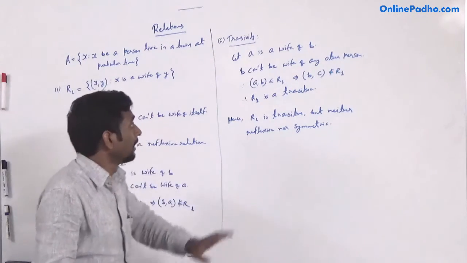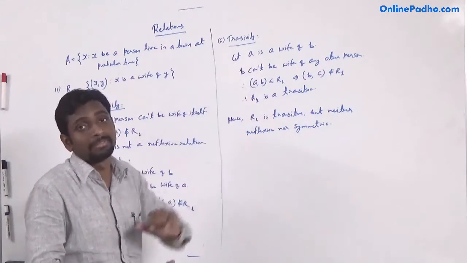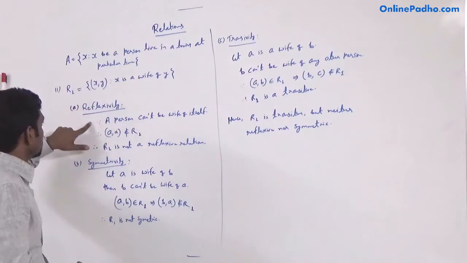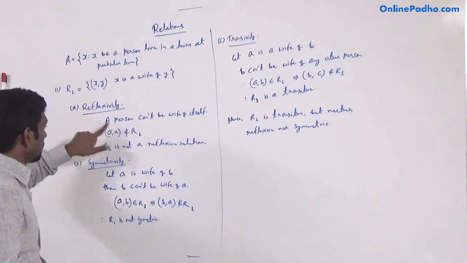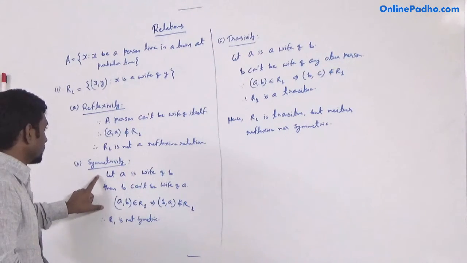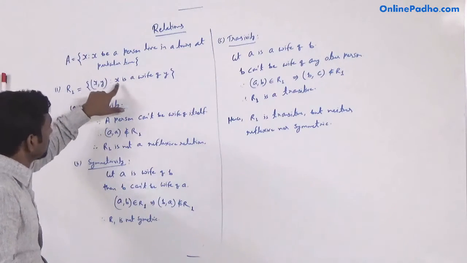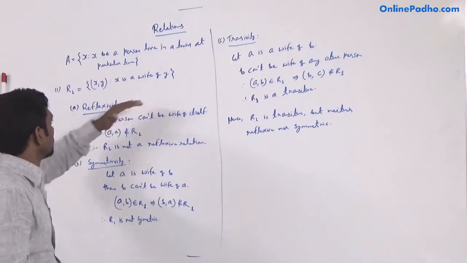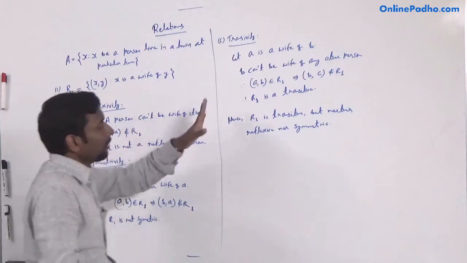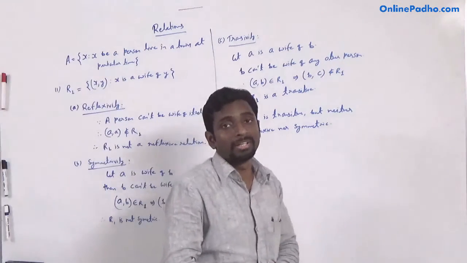So in that case, the relation cannot be a transitive relation. In the case of father, this is not reflexive because A cannot be the father of itself, right? It cannot be symmetric either. So in the case of (X, Y) such that X is a father of Y, this relation is neither reflexive nor symmetric nor transitive.